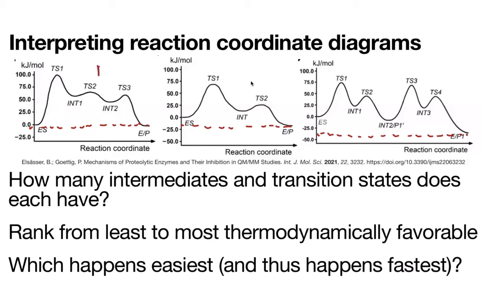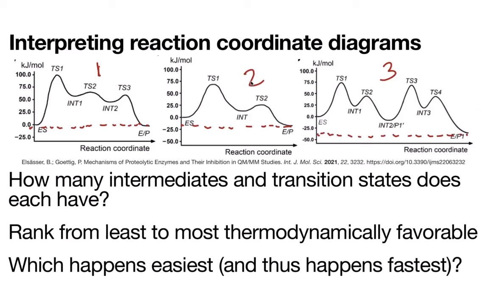So this would be R1. How about this one? This one's more favorable than the first one, but is it more favorable than this one? No. So this would be R2, and this would be R3. So the first would be our least thermodynamically favorable, but still slightly favorable because it's got a negative delta G. The second is going to be more favorable, and then the third is going to be the most favorable. Remember, that's telling us about equilibrium. If you let them reach equilibrium, we'd expect to have the most products in the case of number three. But which is going to happen easiest and thus fastest?